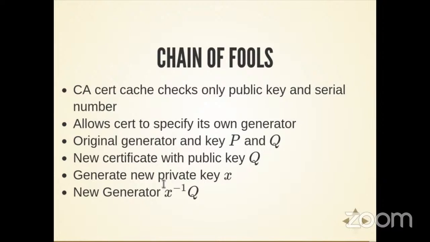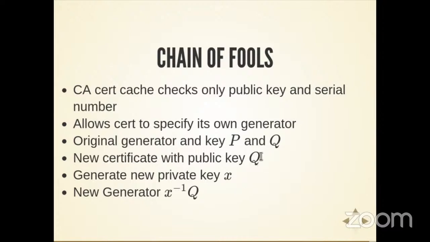Basically, if you are verifying that the public key is what you've seen before, but you are allowed to tell it what the generator is, then you can create a new private key that corresponds to the same public key. And the way that you do that is, if the original generator was P and the public key was Q, now you make the new certificate with public key Q, and the private key will be, you pick any arbitrary value X. In their example, they oftentimes chose 2. And then the new generator would be 2 inverse times Q. In this case, 2 inverse mod the order of the group.